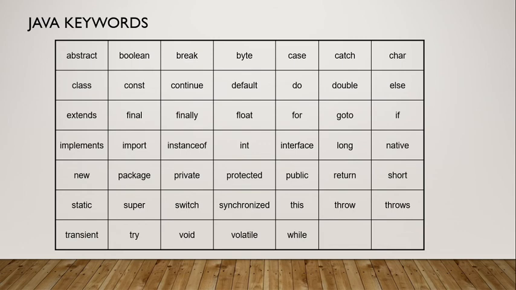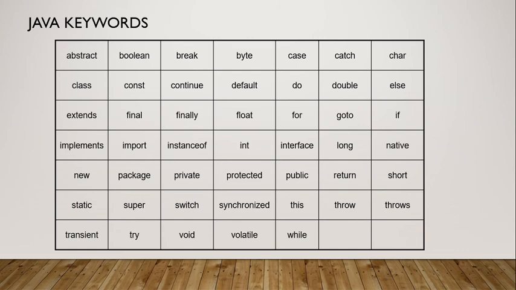Double. Java double keyword is used to declare a variable that can hold a 64-bit floating point number. Else. Java else keyword is used to indicate the alternative branches in an if statement. Enum. Java enum keyword is used to define a fixed set of constants. Enum constructors are always private or default. Extends. Java extends keyword is used to indicate that a class is derived from another class or interface.